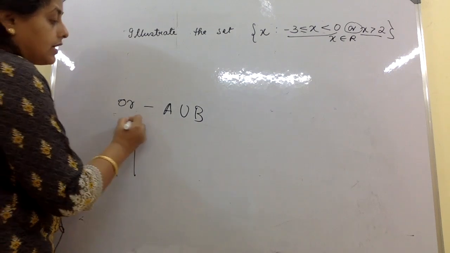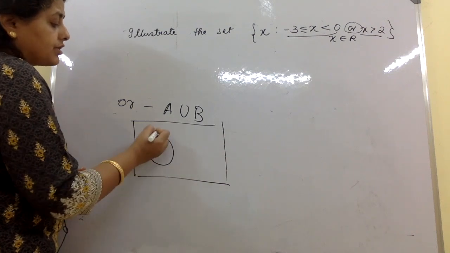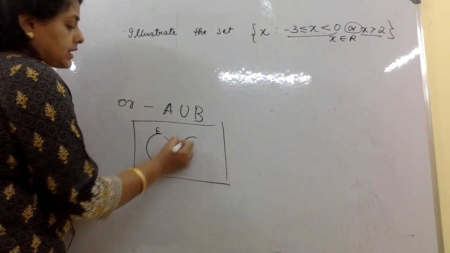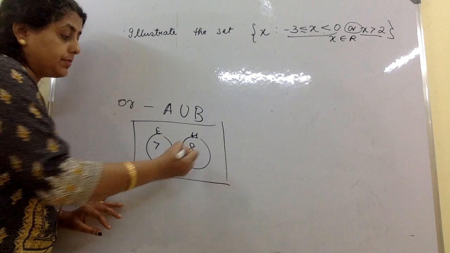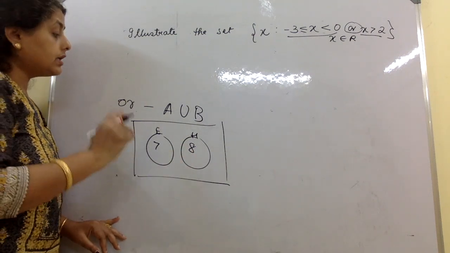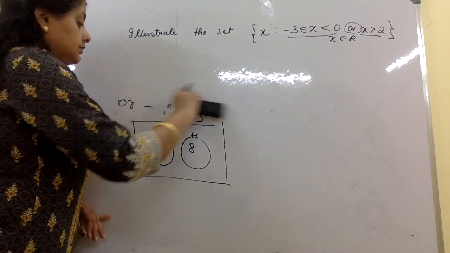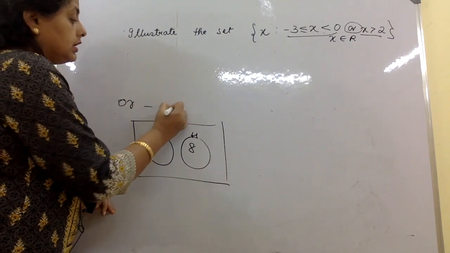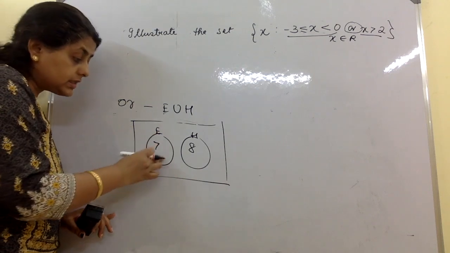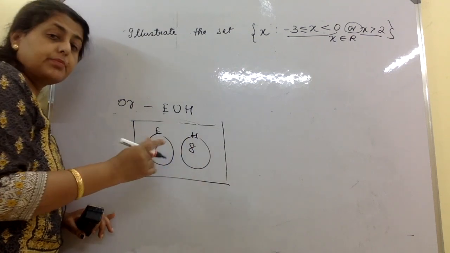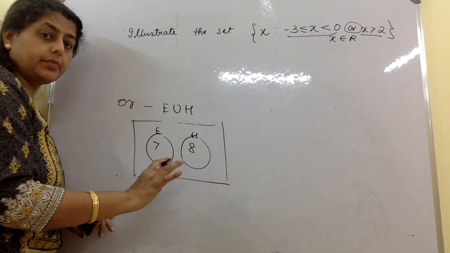Supposing I have a universal set here, and here is a set of people who read English newspapers and here people who read Hindi newspapers. There are 7 people here, 8 people here. So let me write it as E union H. E union H is that set which will contain all these 7 people plus these 8 people. It means they can read either the English newspaper or the Hindi newspaper, any one of them.